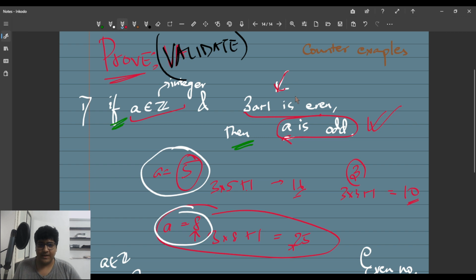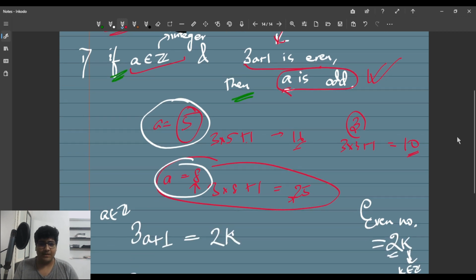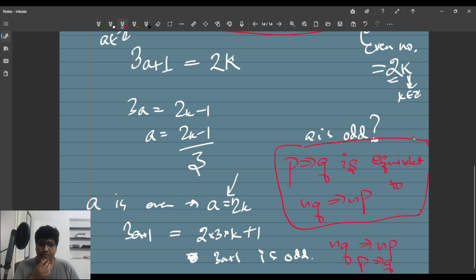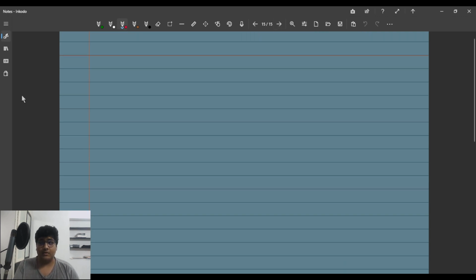There is some similarity between proving the contrapositive of a statement and proving by contradiction, which we are going to do next. So if you don't understand, just hold on for a little while. In the next problem we'll see. So I hope this problem is clear. Pause the video, try to understand it properly, and then go forward.